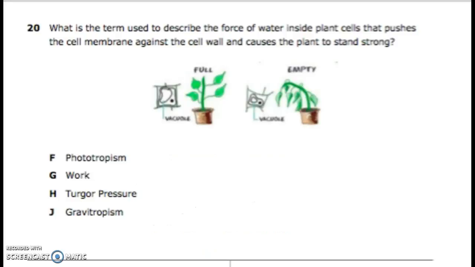Number 20. What is the term used to describe the force of water inside plant cells that pushes the cell membrane against the cell wall and causes the plant to stand strong? You have a vacuole, and you have a full plant standing full, and you have one that's empty and it's drooping over. F. Phototropism. G. Work. H. Turgor pressure. J. Gravitropism.